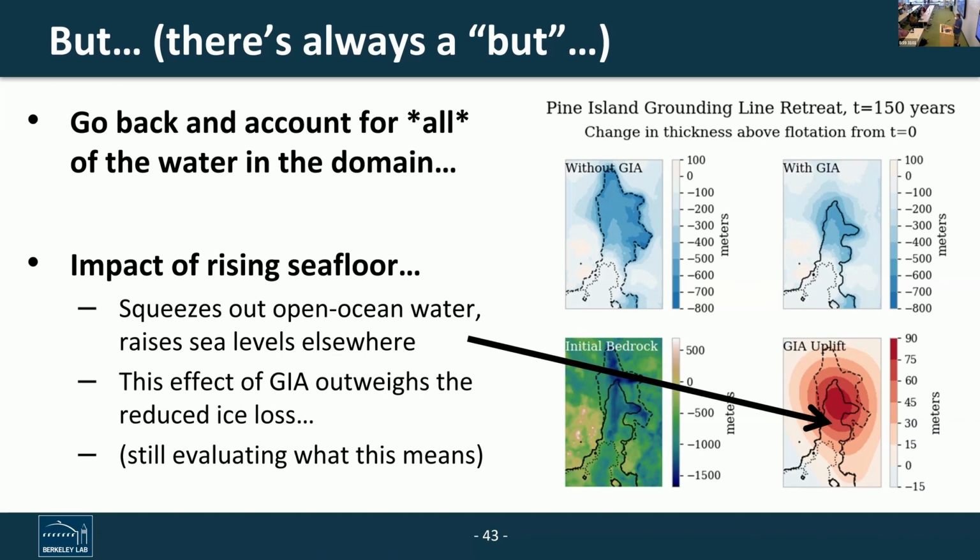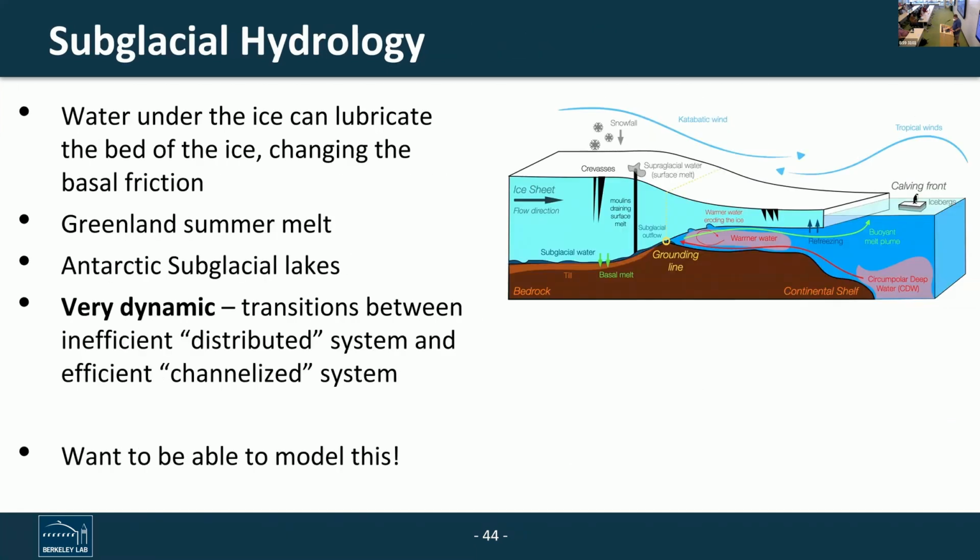So it turns out the effect of that actually outweighs the reduced ice loss. So at this point, the thing we thought was going to help us is actually making it worse. So that was kind of a bummer. Occasionally in science there are moments of holy cow, and this is one of those holy cow moments. So, sorry, that's not going to save us.